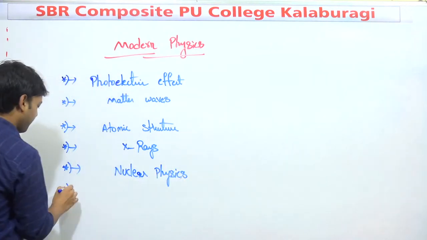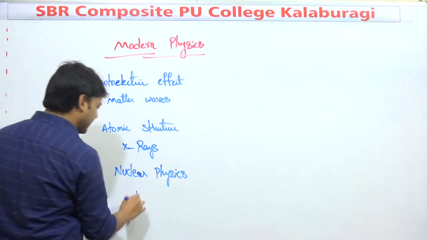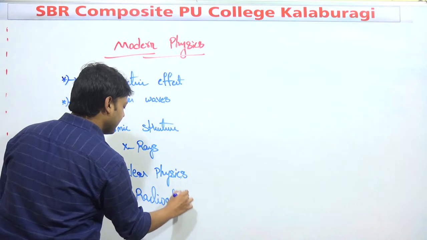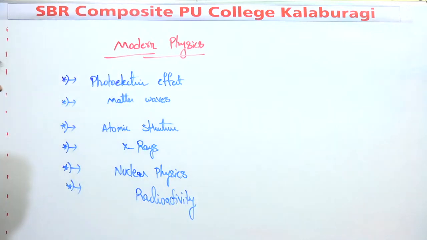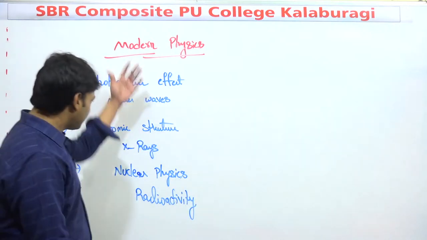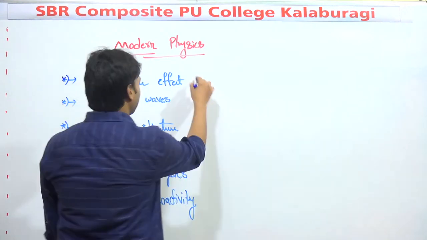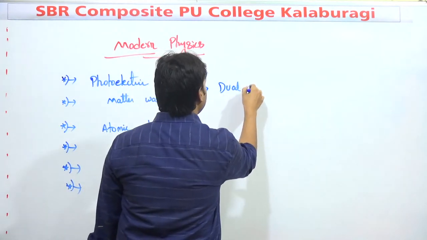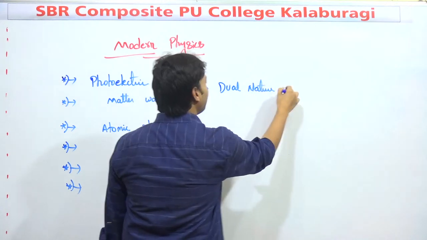and the last topic, it is a subpart of nuclear physics, that is nothing but radioactivity. So these are the parts we have to discuss in modern physics. Don't worry, it's not in a single chapter. So photoelectric effect and matter waves come under dual nature of matter and radiation.